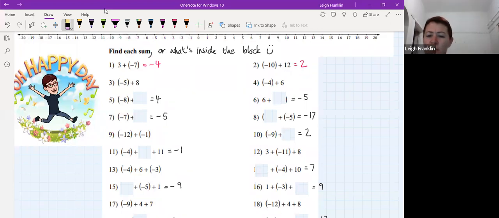Okay, so who said they wanted to do number five? Was it Tabani? Okay, so Tabani, yes. Tabani, do number five. What's supposed to go in the missing block?